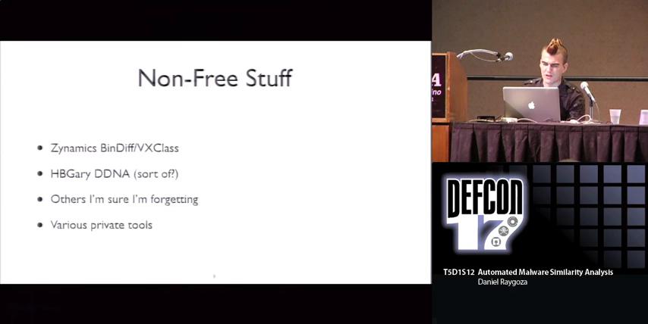And I mentioned HBGary's Digital DNA because it's a classification scheme, and I wanted to bring that up because I'm not trying to classify malware. The system won't tell you that this is a Trojan or this is a keylogger or something like that. I don't really care what it is. I'm just looking for duplicated code. So classification is definitely not what I'm going after. And your agency may have private tools to do something similar to this as well.